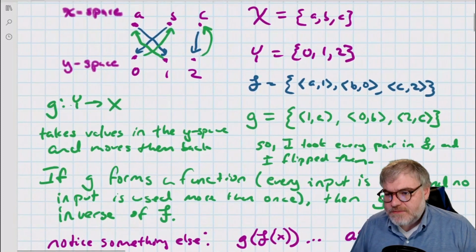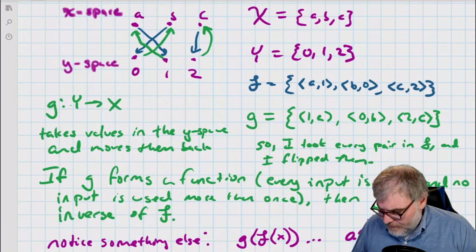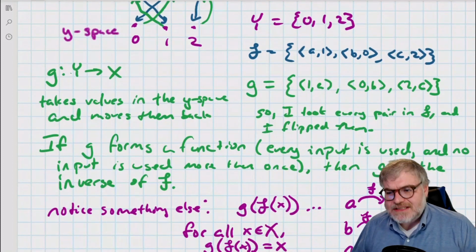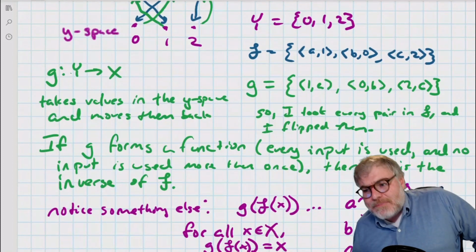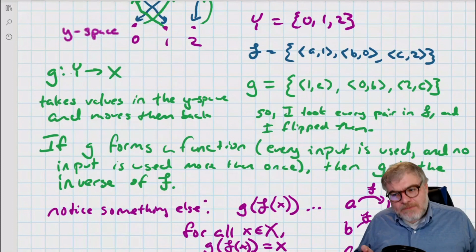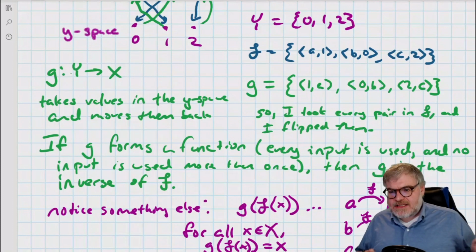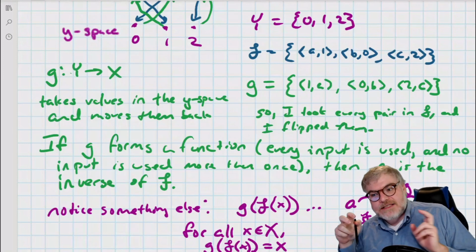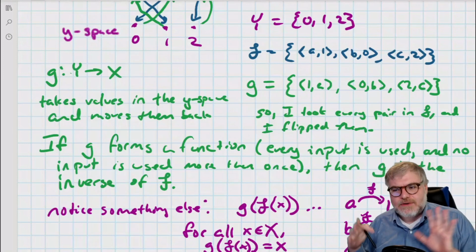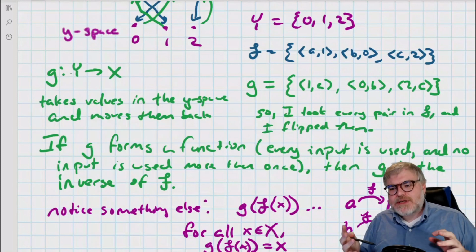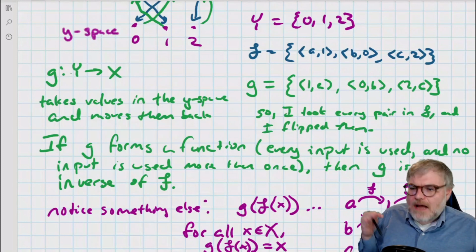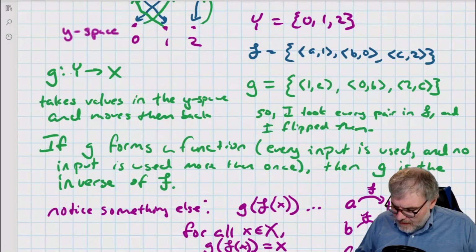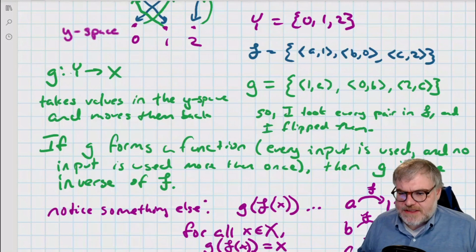First of all, g forms a function, right? Every input is used, and no input is used more than once. Now, those inputs happen to be y's, but remember, this is a function going from y to x. You don't want to say the x space of g is the y space, it's confusing. But the input space is the y's and the output space is the x's. So this is what we refer to as an inverse.